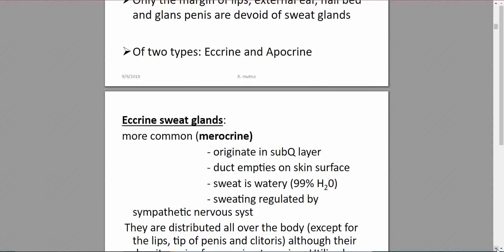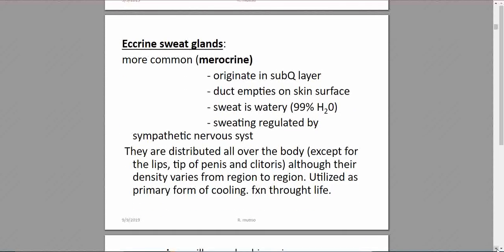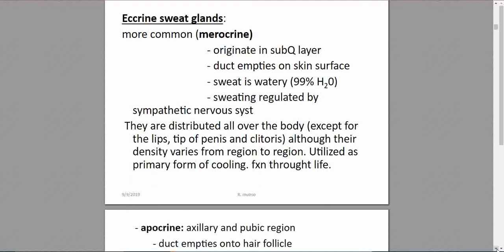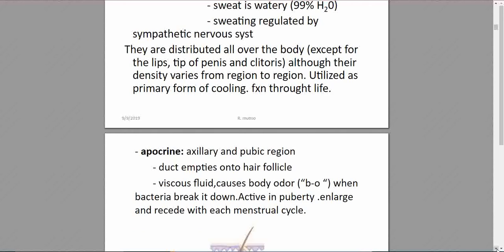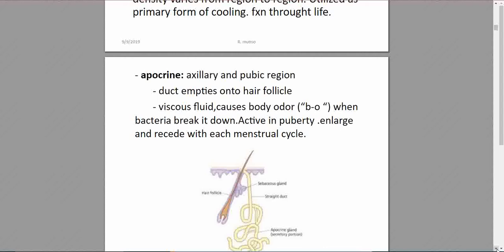of your lips. We have two types of sweat glands, the eccrine and apocrine. Starting with the eccrine sweat glands, they are more common. We also call them the merocrine. They originate in the subcutaneous layer. Their duct empties on the skin surface, and sweat is watery, 90% water. Sweating is regulated by the sympathetic nervous system. They are distributed all over the body, this merocrine, except for the lips, the way I told you, and even the clitoris, they are not there. Although their density varies from region to region, they are utilized as the primary form of cooling.